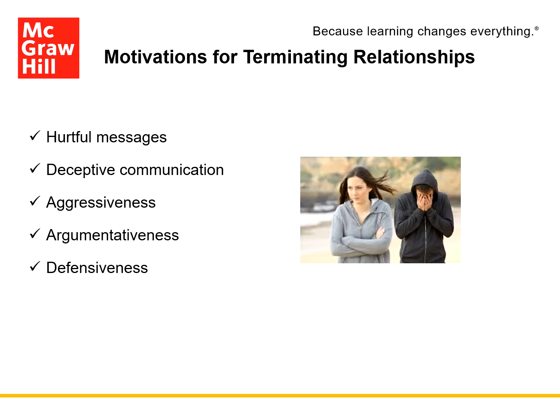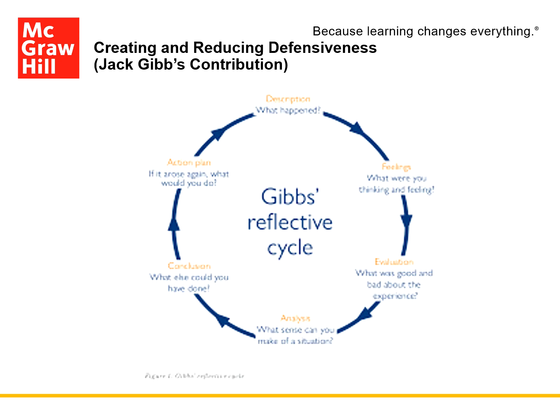And then there are motivations for terminating relationships. Hurtful messages, this is where maybe negative things are constantly being spoken of. Deceptive communication, when you're not honest. Aggressiveness, argumentativeness, and defensiveness. All these things can lead to termination in relationships.